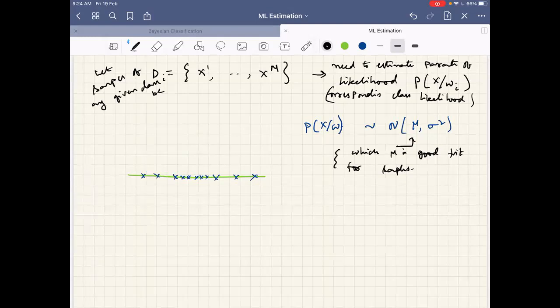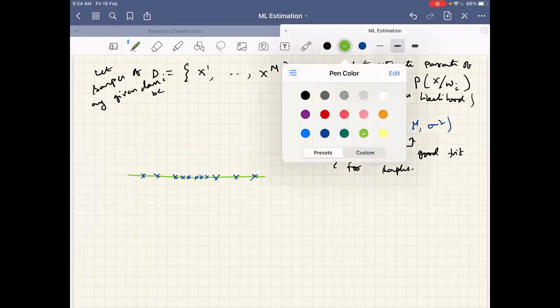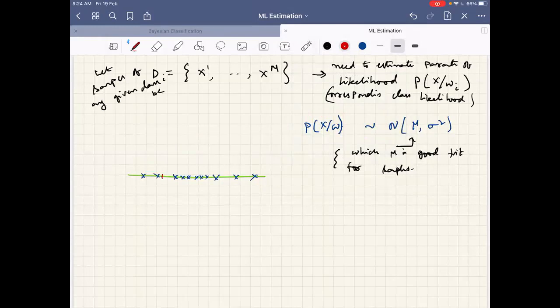Any idea on this? What I'm trying to say is, mu can be here, or this is mu1, this can be another mu2, and this can be another mu3. Any of these mu's are possible given these samples. Now the question is, which is a better mu?